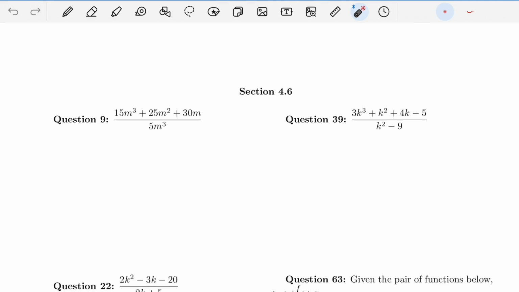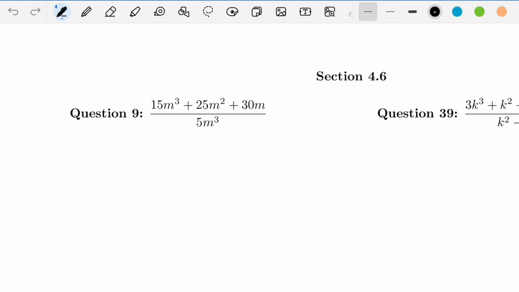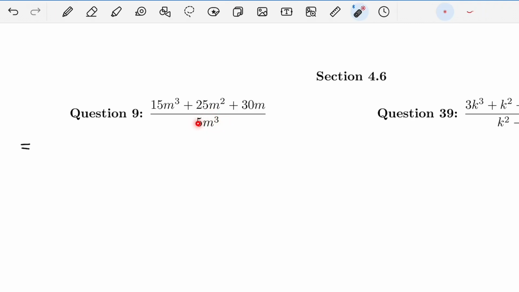So in section 4.5, we looked at multiplying polynomials. So now in section 4.6, we're going to look at dividing polynomials. And we're going to start with the simplest case here, and that's when we're dividing a polynomial by a monomial. So what happens in this case is that this term here, this monomial in our denominator, is going to divide every single term in our numerator.